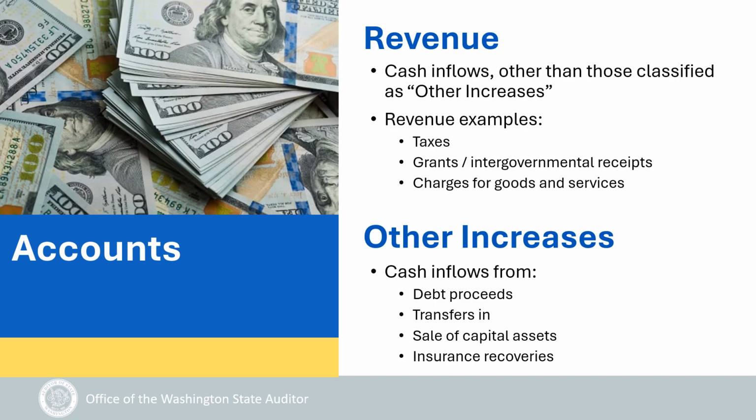Revenues at a government are inflows of resources that are unable to be classified as other increases. Other increases are specifically defined in the Cash Basis BARS manual. Activities recorded as revenues range from tax revenues to charges for goods and services, and grants and other intergovernmental receipts.